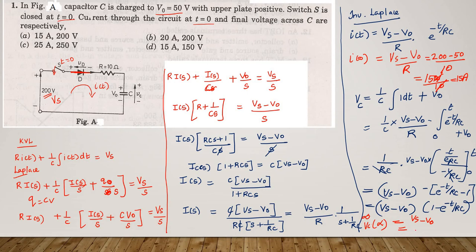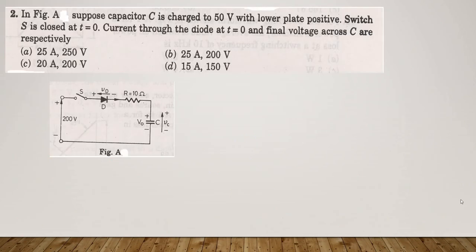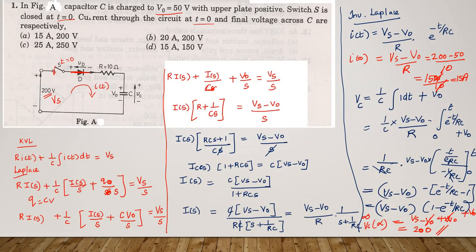So what is Vs? Vs is 200, plus V0 is there, no? Here also in the derivation, plus V0. V0 gets cancelled, 200 only. So VC of infinity is 200 volts. Which one is correct? Option A is the correct answer.